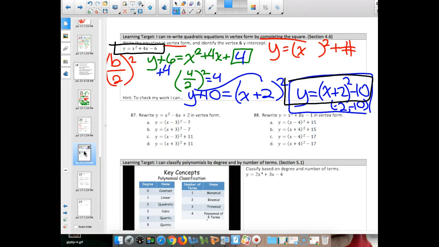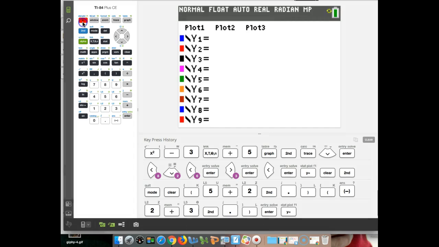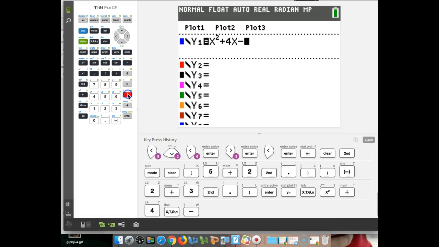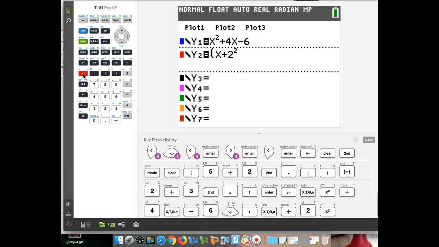All right, so I'm going to hit my y equals button. And luckily, we can graph two things at once. So I'm going to have x squared plus 4x minus 6. Always double check, did you do that correct? And then I'm going to plug in the other equation, the one that we just found. So we just found (x plus 2) squared.